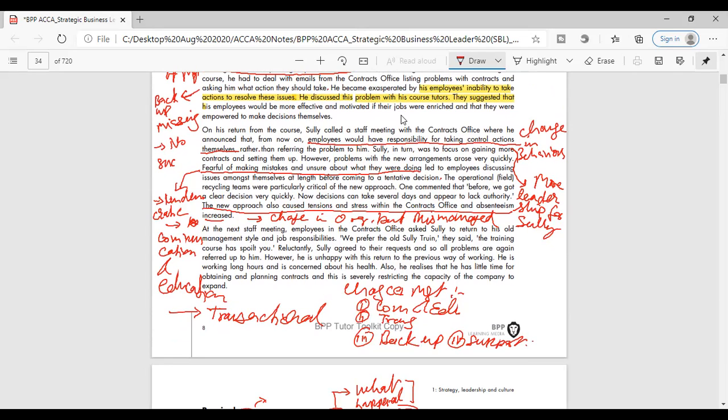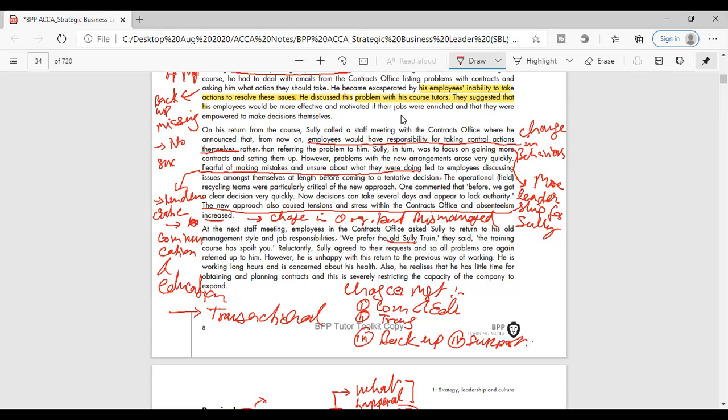At the next staff meeting, employees in the contract offices asked Sully to return to his old management style and job responsibilities because the change he wanted to implement was not properly handled. "We prefer the old Sully tune," they said. "The training course has spoiled you." Reluctantly, Sully agreed to their request, and so all the problems are again referred up to him. However, he is unhappy with this return to his previous way of working because he wanted to change the way, but he did not manage it properly. So people came back to him saying, okay, we want old Sully, not because they like the old Sully, but because that was the only option.